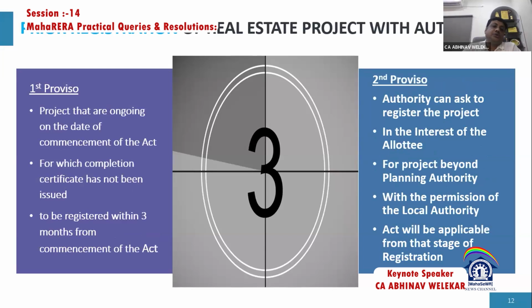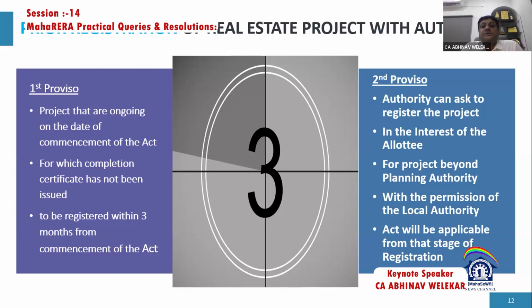Then the first proviso says that the projects that are ongoing at the date of commencement of the act, for which a completion certificate has not been issued, are to be registered within 3 months. So all the projects which were not completed or which had not received OC at the time when the act came, they all had to be registered with the RERA.